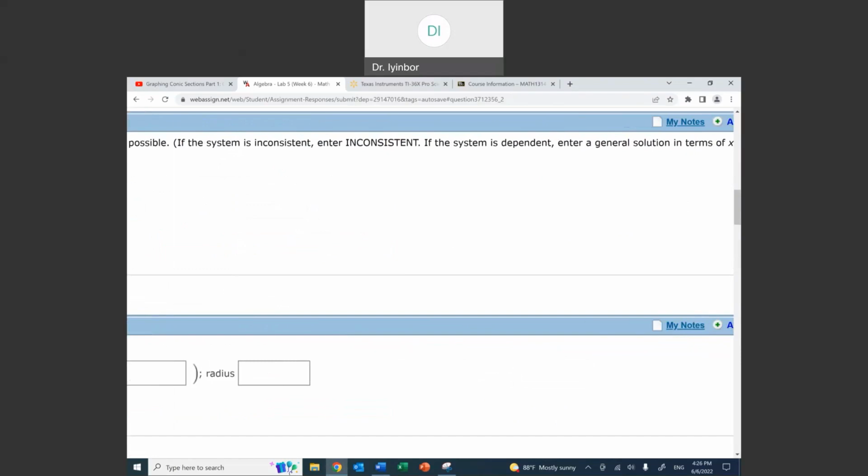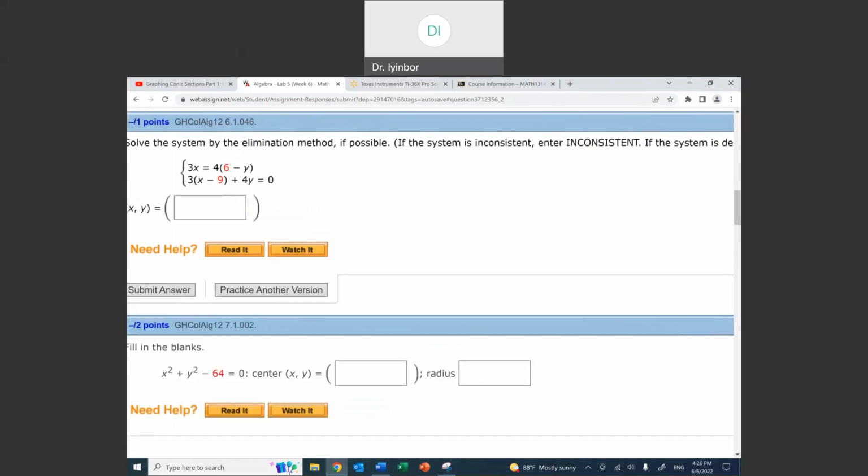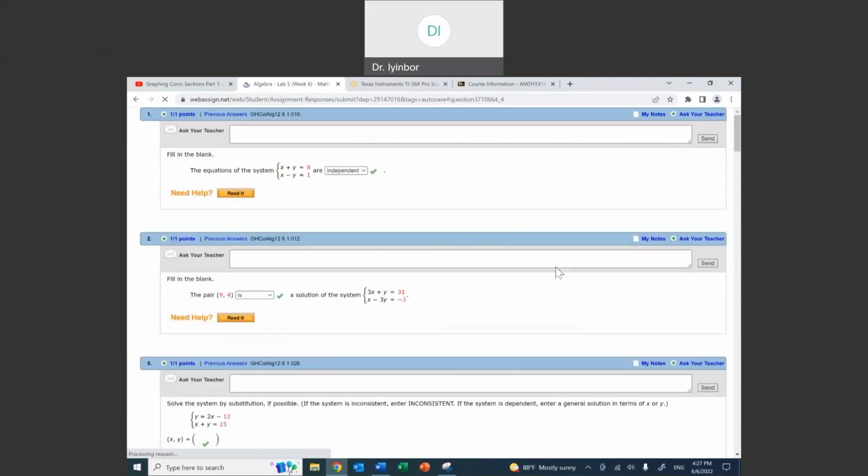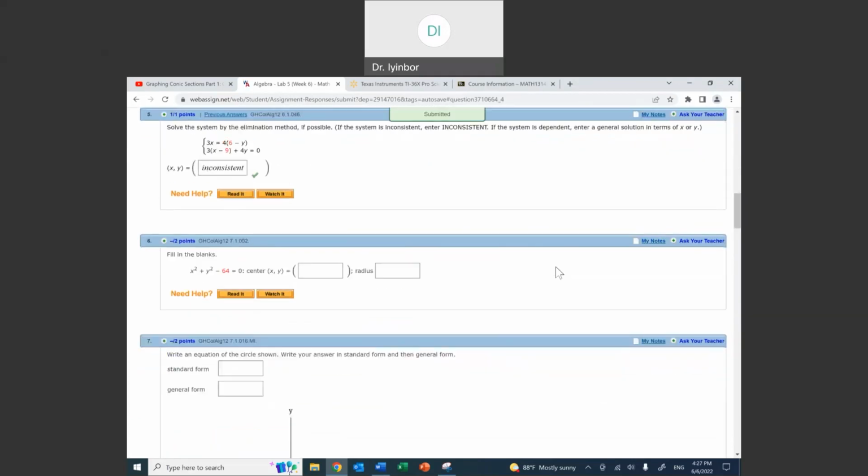Okay, so here I'm going to put inconsistent. Make sure you spell it correctly. It doesn't have to be capitalized. Just make sure you spell inconsistent correctly. And that's my answer for number 5. Okay, that was correct. So this concludes pretty much solving a system of linear equations. Make sure you work with both of the equations, make them in standard form, and then calculate.